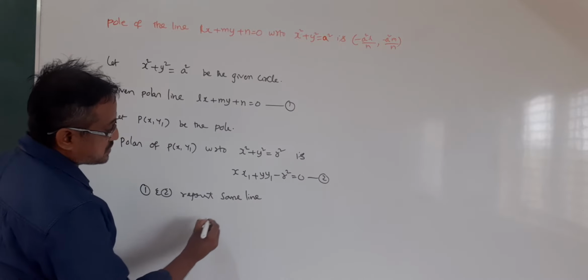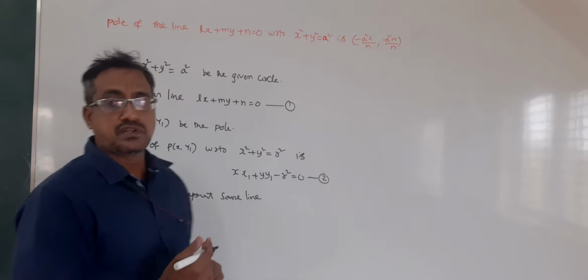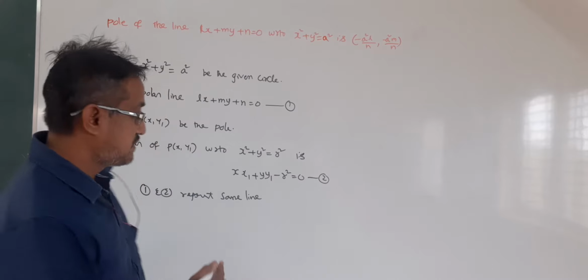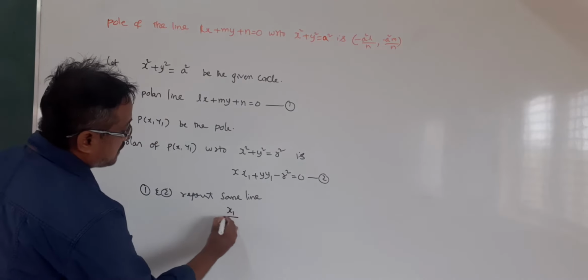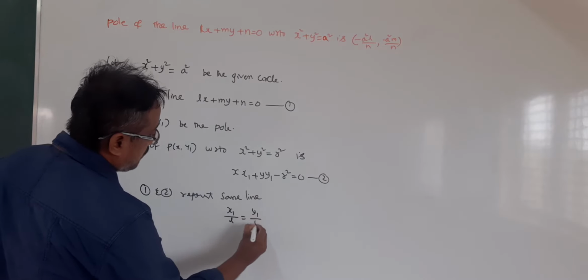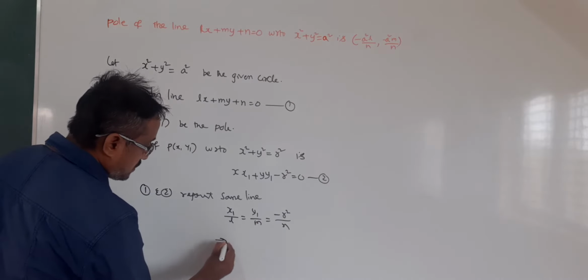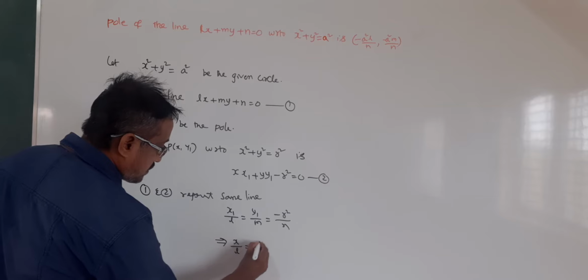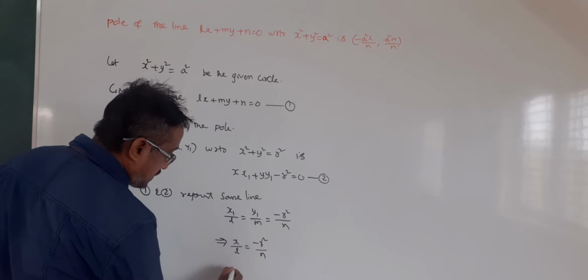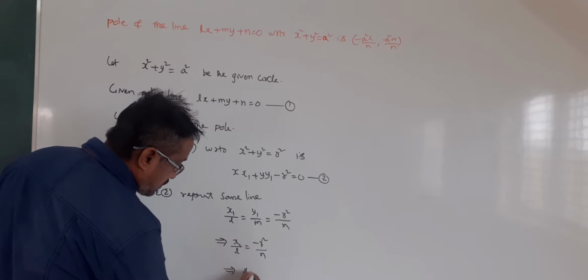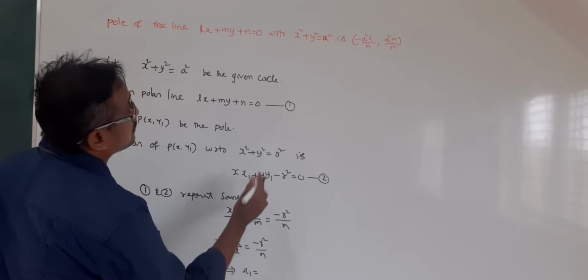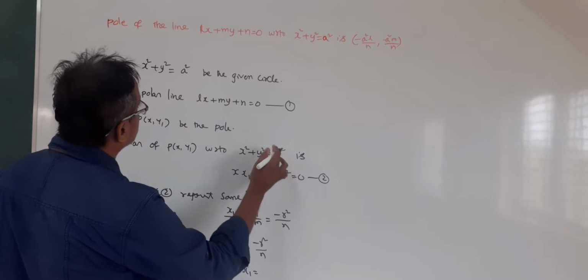Now compare these two, that is a1/a2 = b1/b2 = c1/c2. So x1/L = y1/M = -a²/n. So x1/L = -a²/n, and x1 is equal to, we have a², not r².